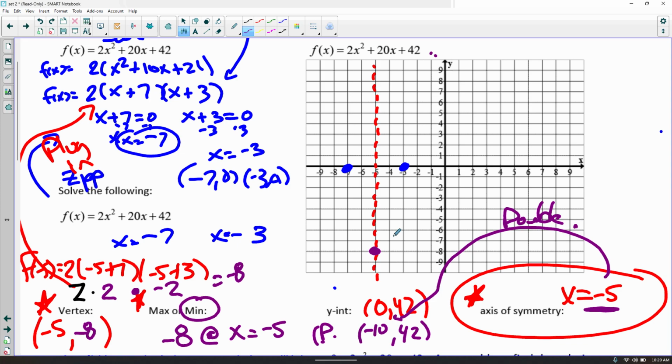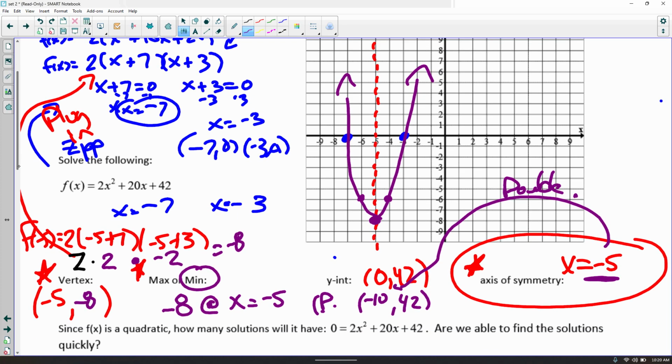Now I can go ahead and connect these dots. I knew that there's a vertical stretch on this, so I'm just going to go ahead and make those dots happen. Now it turned out to be really nice and neat here. We ended up with 2 great points. Now, I know down here, since this is a quadratic, it has 2 solutions. Were you able to find the solutions quickly? And the answer was yes.